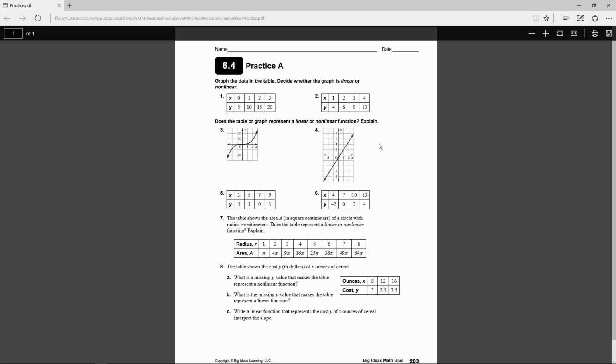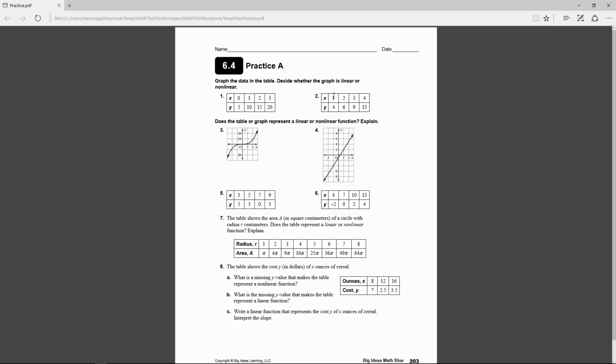And here was a practice sheet that I gave out in class, which is a really good example to see if you could understand whether things are linear or nonlinear. And that really is the whole lesson for 6.4 and 6.4 extension.